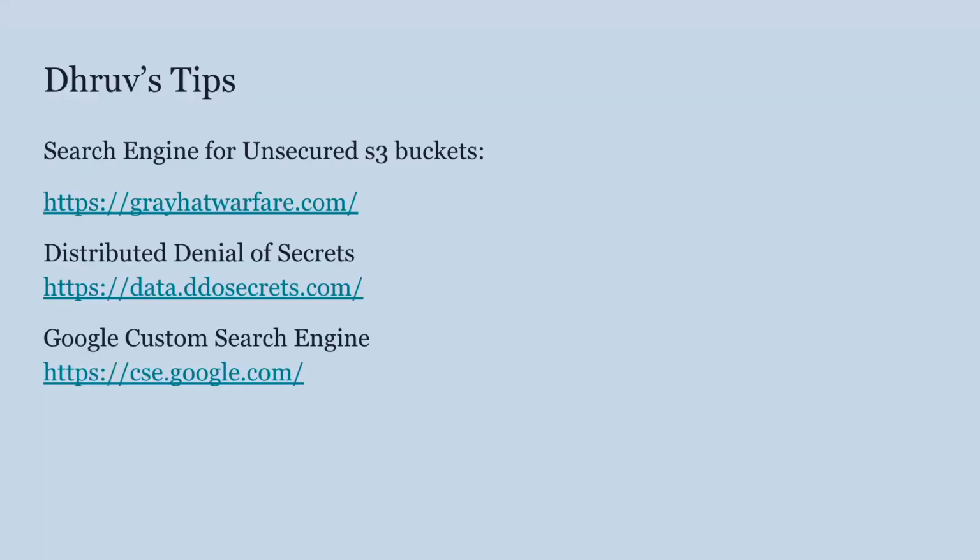Another source I usually turn to is DDoS, Distributed Denial of Secrets. They're a transparency organization that publishes leaked and hacked data. I've done a few stories with their data. I did one about the DC Police Department, their disciplinary process, because we had just tremendous access to DC police data through DDoS.